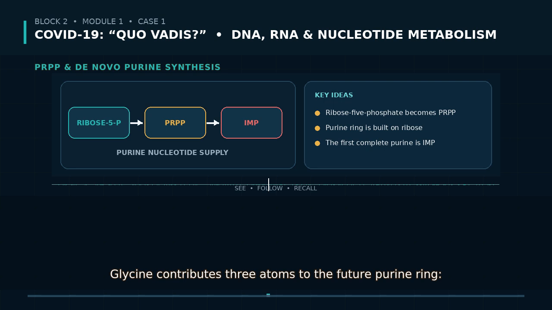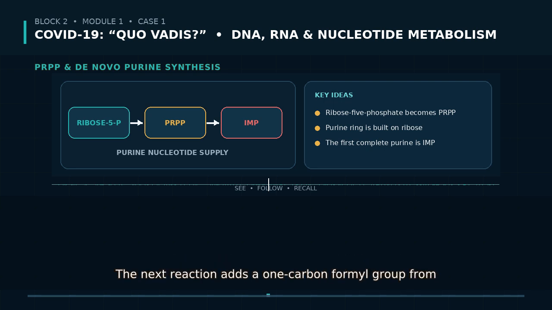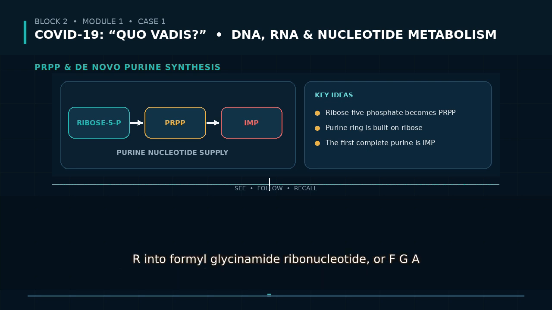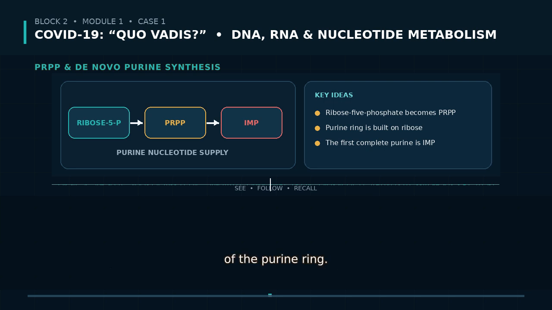This pathway is easier to remember if you understand where the ring atoms come from. Glycine contributes carbon 4, carbon 5, and nitrogen 7. Glutamine contributes nitrogen 3 and nitrogen 9. Aspartate contributes nitrogen 1. Carbon dioxide contributes carbon 6. 10-formyl tetrahydrofolate contributes carbon 2 and carbon 8.